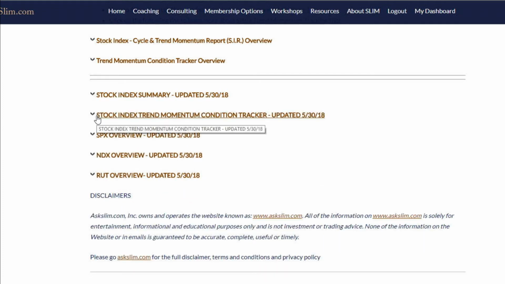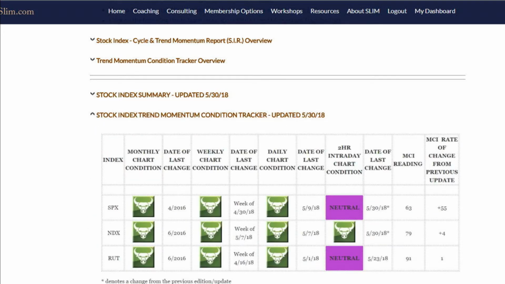Now take a look at this, and that is the stock index momentum condition tracker. What we show you is the momentum as we look at all 3 of the indexes and look at all time frames. So you can see for the S&P 500, it's bullish for the monthly, for the weekly, and for the daily. And then for the intraday, you can see it has turned neutral right now. It was all bullish at one point. And we do the same thing for the NASDAQ and the Russell.